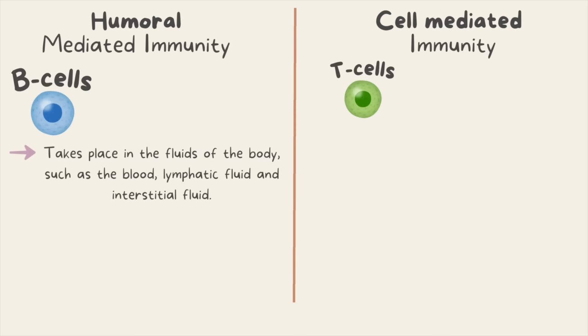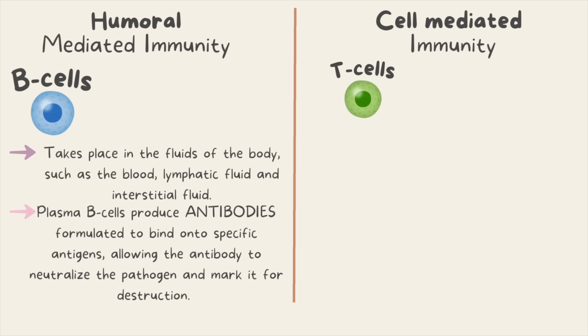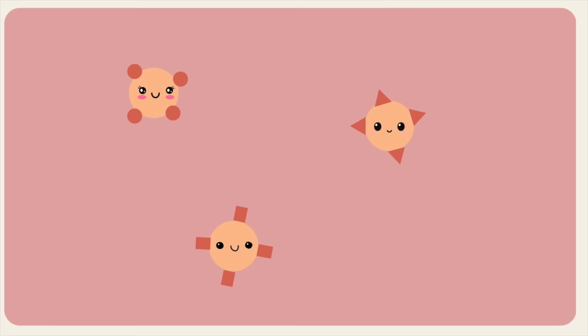Humoral is referring to the fluids in the body, like the interstitial fluid, lymph fluid, and the blood. These fluids are where you find B cells. Plasma B cells produce antibodies formulated to bind onto specific antigens, allowing the antibody to neutralize the pathogen and mark it for destruction. Also, you should know that the humoral response is fast acting. Let's take a close look at the B cells and their role in the humoral response.